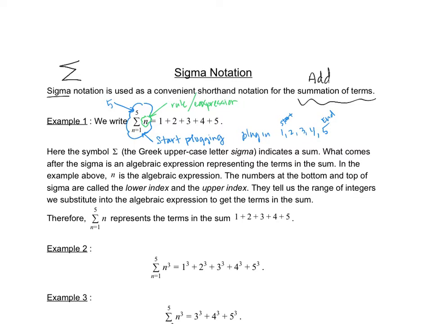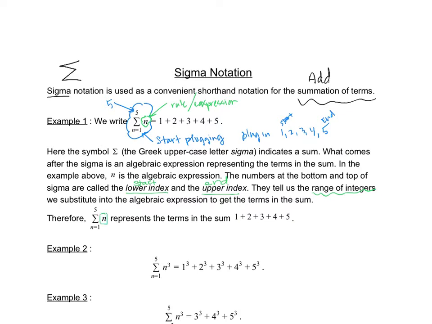that we're following. And it says down here that we have a lower index and upper index. So that's other words to say our start and our end. They basically tell us the range of integers that we're going to substitute into the expression in order to get the sum. So we want to plug in a 1 first.